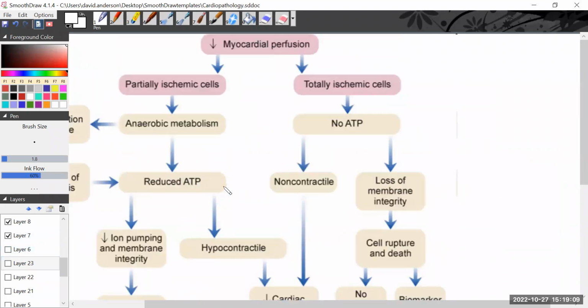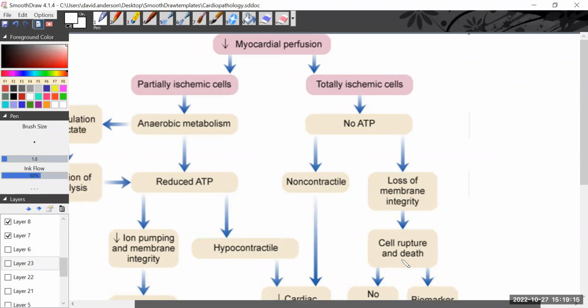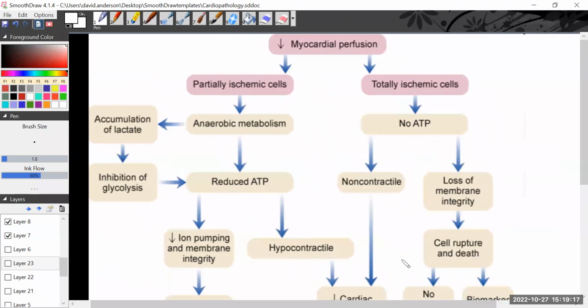Okay, now what happens when we perfuse the myocardium? So in other words, we reestablish blood flow to the myocardium. Well, sorry, we won't get there just yet. What we're saying here is we have a decrease in myocardial perfusion. So this is just showing us a progression. If it's partially ischemic, we're going to switch to anaerobic metabolism. It's going to give us some ATP reduced, but also an accumulation of lactic acid.